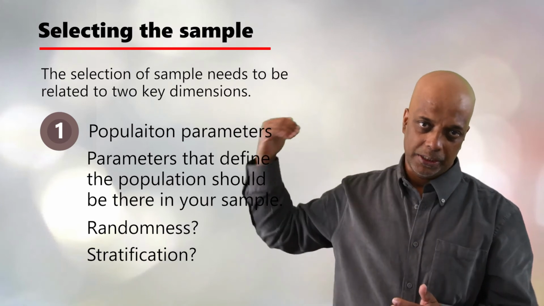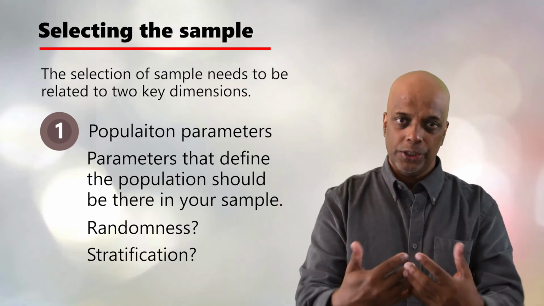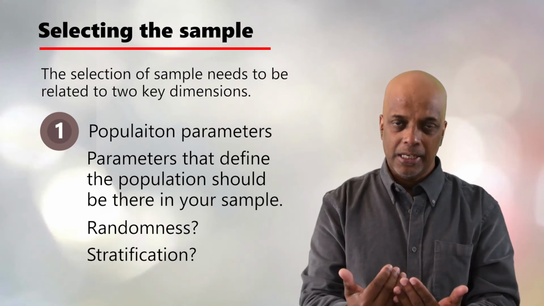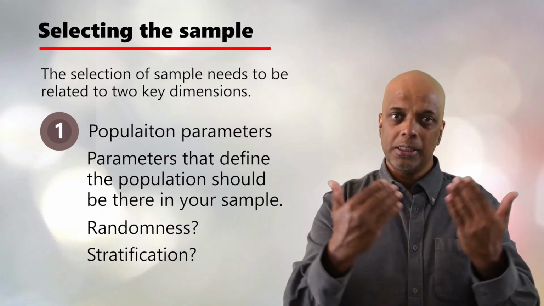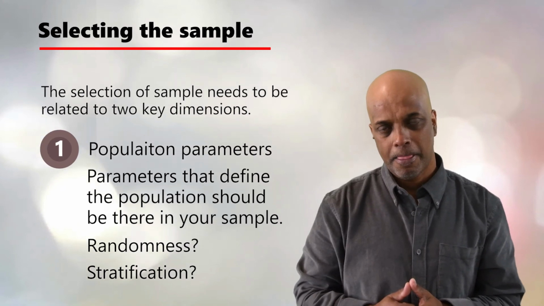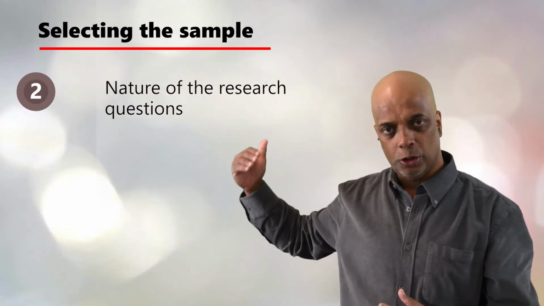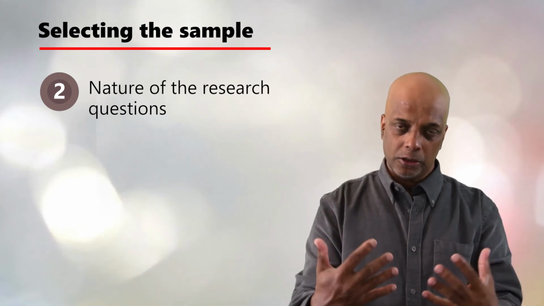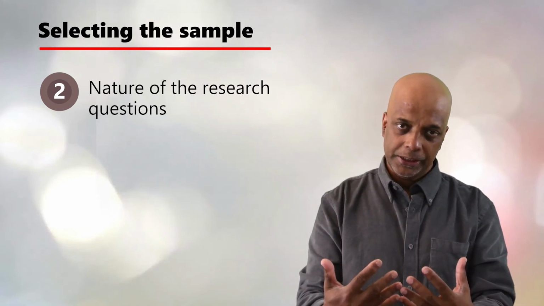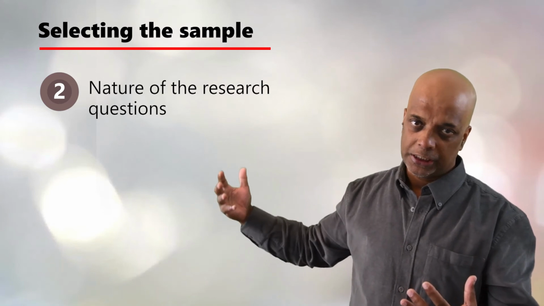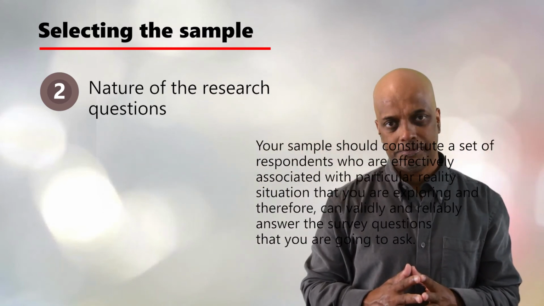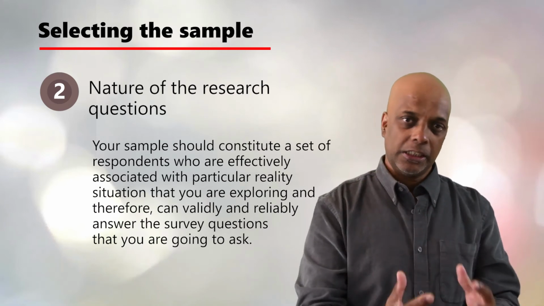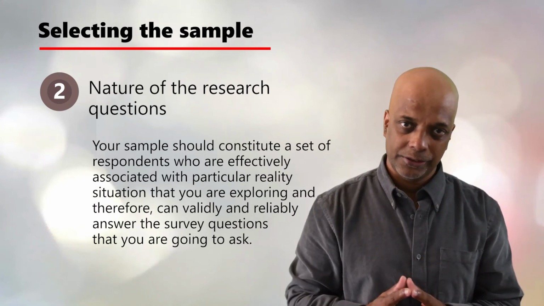That's the first dimension according to which you can judge, talk about, or explain the appropriateness of your sample. The second dimension according to which you have to explain and discuss the appropriateness of your sample is the nature of the research questions that you are going to answer, whether your sample can actually answer the questions that you are going to ask.